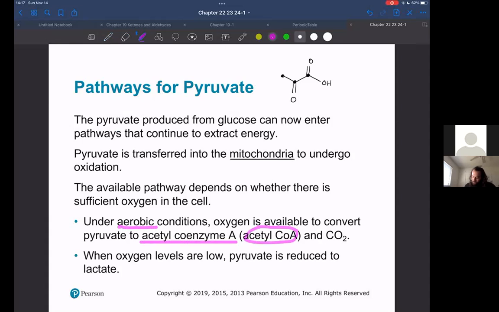All right, acetyl-CoA and carbon dioxide. When oxygen levels are low, the pyruvate is then reduced to lactate. We're going to see that the aerobic route has the potential to produce lots of energy, whereas the anaerobic conditions only produce a little. Actually, it requires energy. Under anaerobic conditions, the cell can only generate a little energy, and that energy actually comes from glycolysis. The reduction of pyruvate actually requires an input of energy.